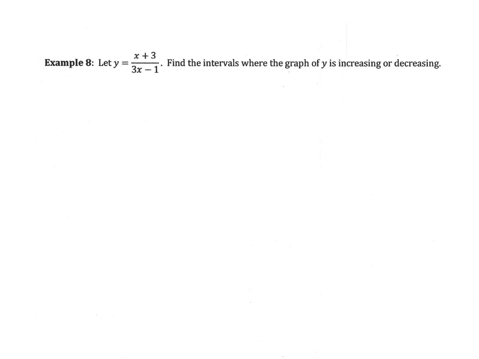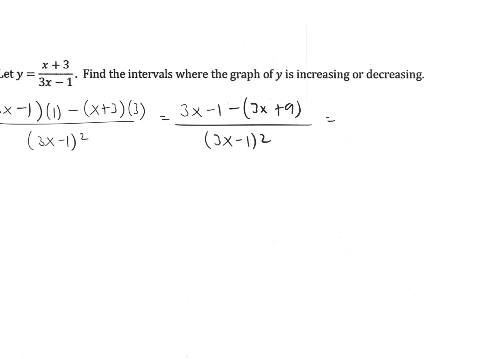So we're given a function y equals x plus 3 over 3x minus 1. Find the intervals where the graph of y is increasing or decreasing. So first thing we got to do is find the derivative. Go ahead and take the derivative of this function real quick, and then I will write my answer up here to make sure we're all on the same page. All right, did we all get negative 10 over 3x minus 1 squared? Yes? Okay, good. So now that we found that, we still have to find out what our critical points are.